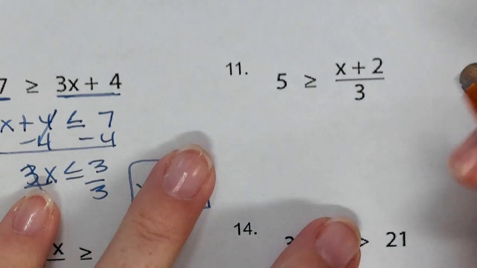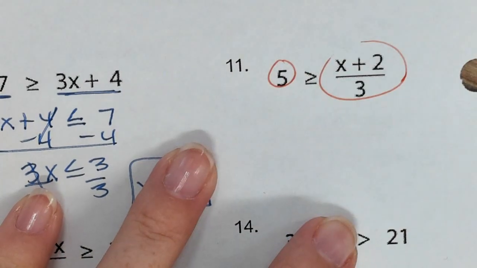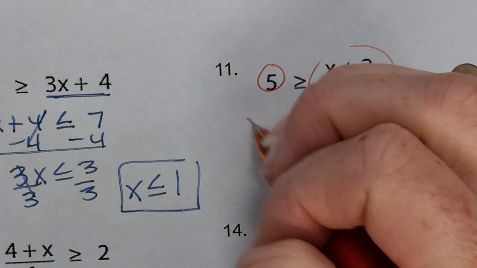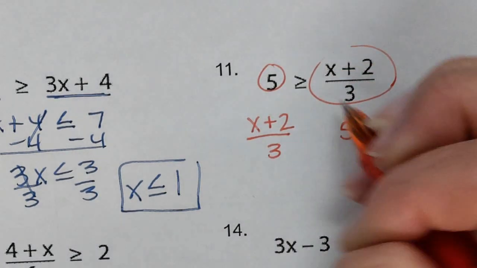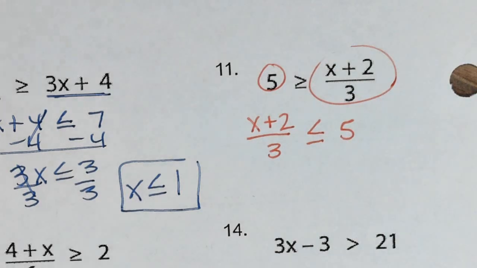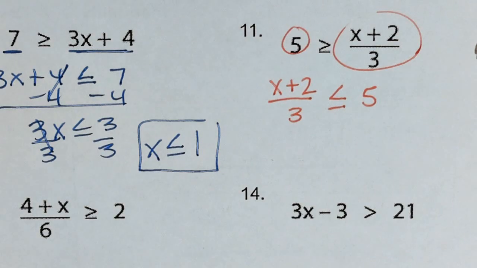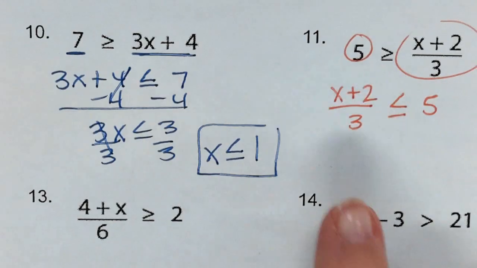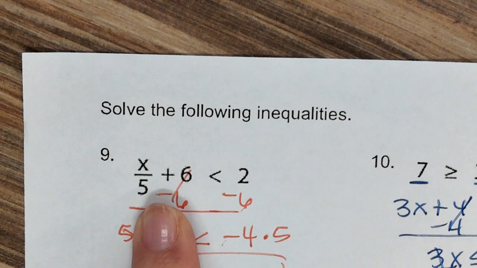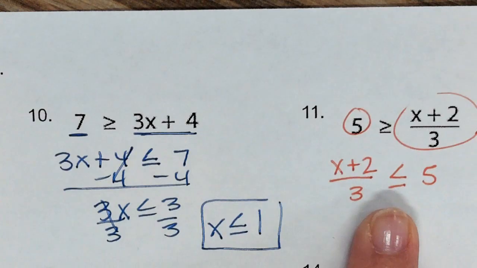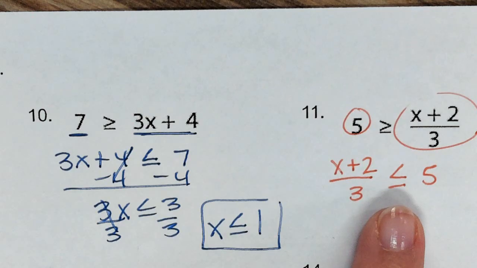All right, on this one, what do I need to do before I even start? Flip the inequality. So this is going to move to the left. This is going to move to the right. So I have x plus 2, all divided by 3, 5 on the right. Flip the sign. Now I have a question for y'all. What is different about this one than this first one we did? There's a plus 2 on the top. Give me more. You're right. Give me more.